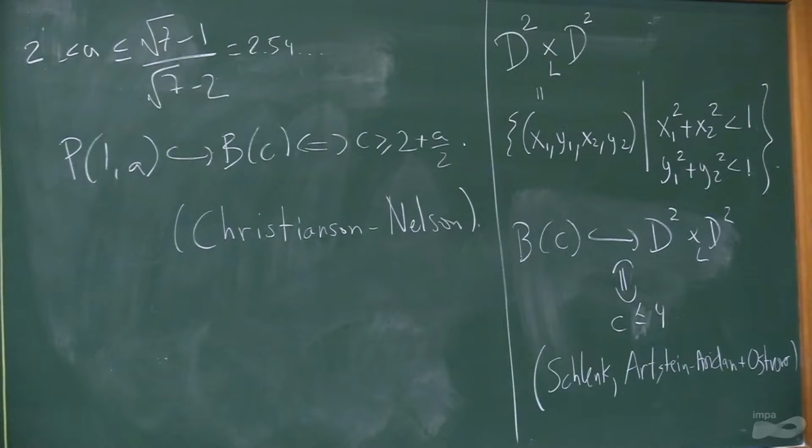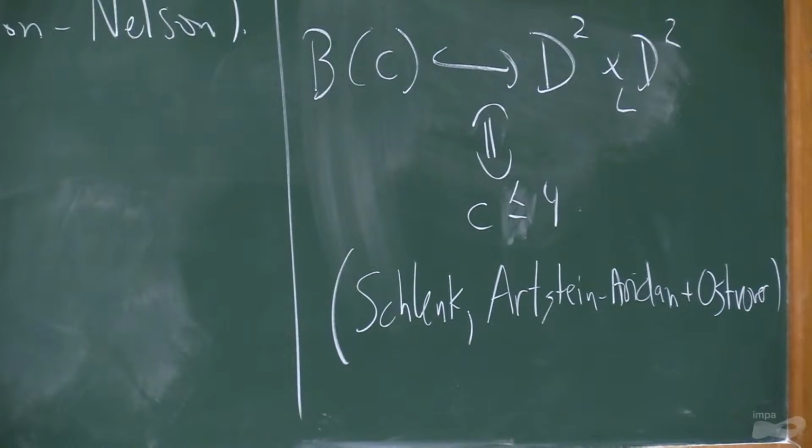So what I showed in 2017 is that I gave an answer to the converse, or the opposite problem. So if you try to embed this guy into a ball, that can happen if and only if C is at least 3 square root of 3.